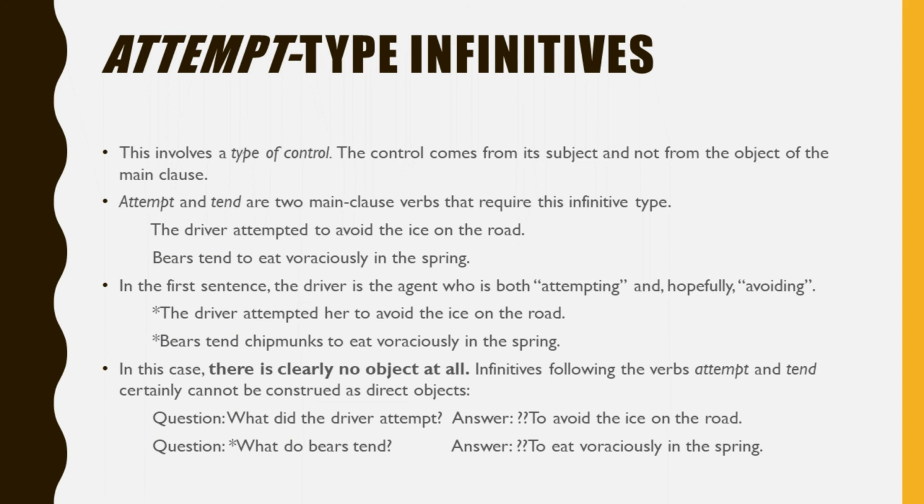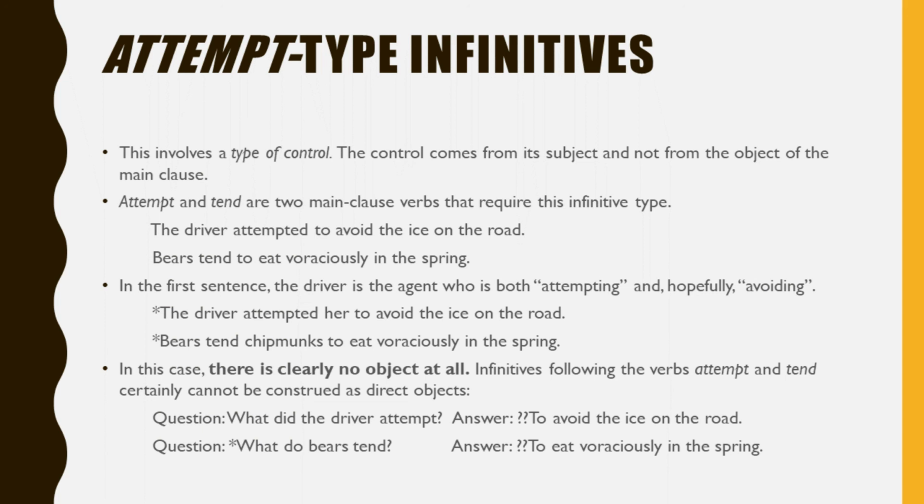In the case of the first sentence, the driver is the agent who is both attempting and hopefully avoiding. It is not possible that the agents who avoid or eat in these sentences could be anyone other than the main clause subjects. For example, the following make no sense at all. The driver attempted her to avoid the ice on the road. Bears tend chipmunks to eat voraciously in the spring.